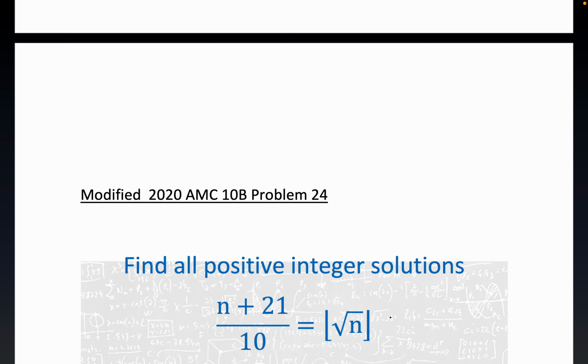Good morning, everybody. We're solving a competition problem involving the floor function. Now, y'all recall the floor function does always return an integer. It's the greatest integer function: the greatest integer that's less than or equal to the input.